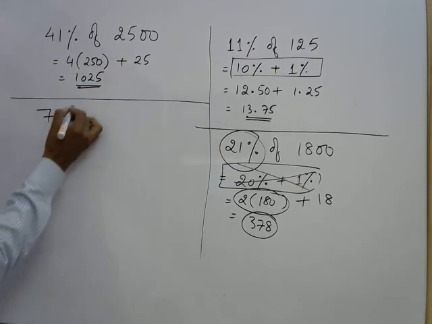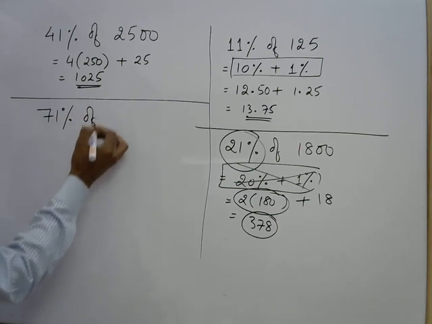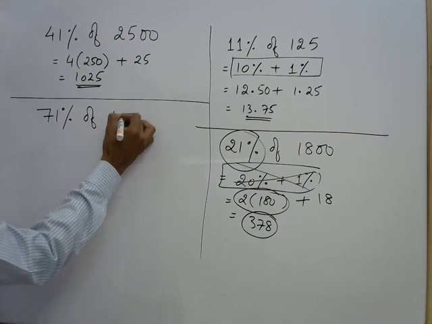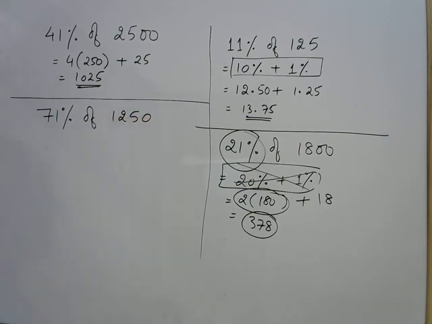Say 71% of, now this time we have the number 1250. Okay, 71% of 1250. Just give it some time, students. Don't try to do it too early. Try to get the answer right first.